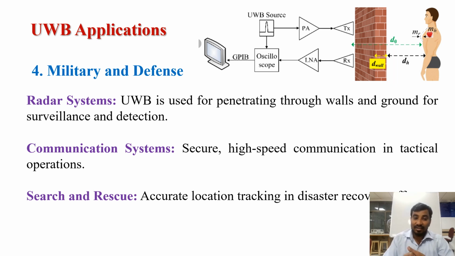Next is military and defense, with radar systems, where UWB is used for penetrating through walls and the ground for surveillance and detection. In communication systems, you need secure and high-speed communication for tactical operations. And in search and rescue, where landslides occur, you need to locate the position accurately in disaster recovery efforts.